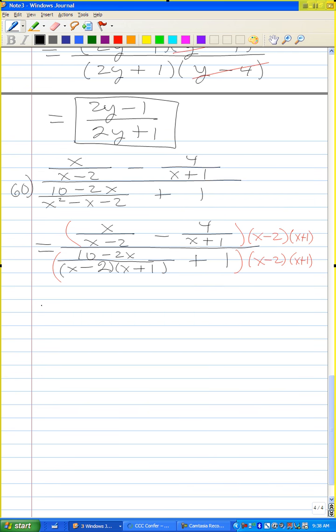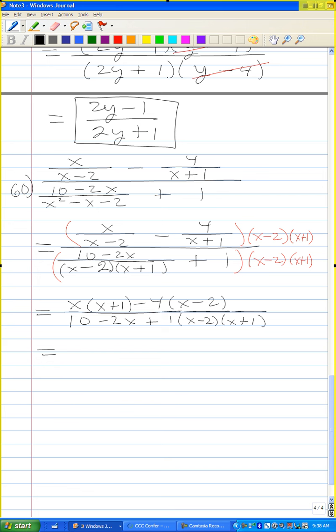And so this is equal to, well, the x minus 2's cancel, so you get x times x plus 1 minus 4 times, well, the x plus 1's cancel, x minus 2. The x minus 2's and x plus 1's cancel, so you just get 10 minus 2x plus, well, 1 times x minus 2, x plus 1.